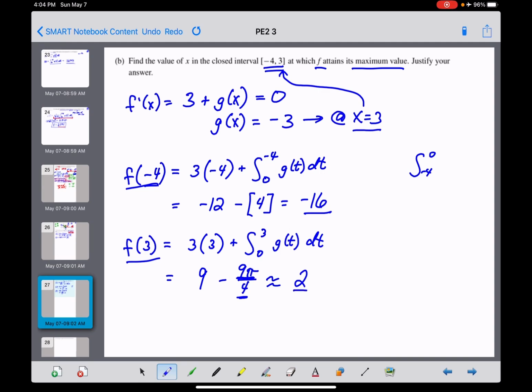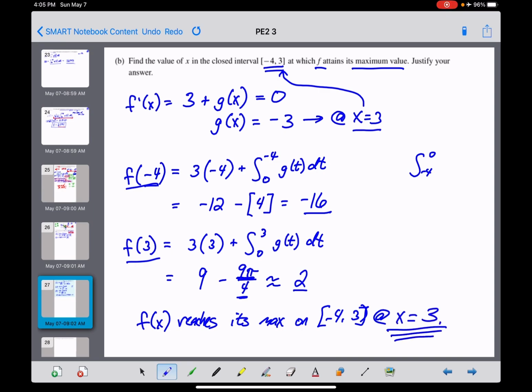So notice they weren't actually asking us for the maximum value. They want to know, find the value of x at which the function attains its maximum. So we should probably say right here that f of x reaches, or I could say attains, its maximum value on the interval here from negative 4 to 3, bracket, at x equals 3. Sometimes they ask you for the actual maximum or minimum value, and sometimes like this, they just ask you for where that occurs. So that's what was going on in part B.